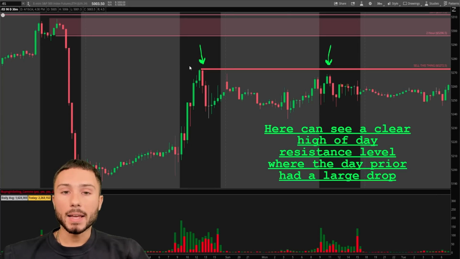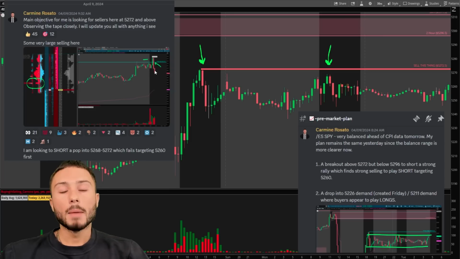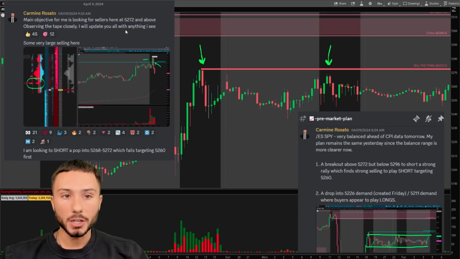What I mean by that is, let's validate the concept first. Here we could see a clear high of day where the market has rejected, and then the following day also could not find strength to get above it. So the level that I had on my charts was 52.72 on the S&P 500. My plan the following day was to look for sellers above 52.72, that if some sellers can appear, I am interested in taking the market short.